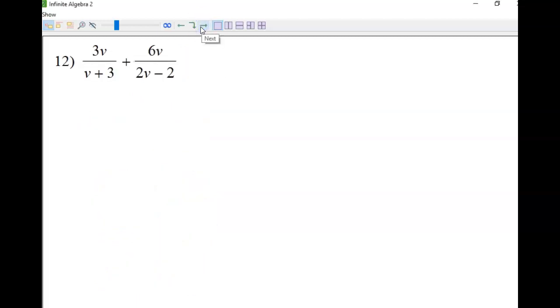There's another addition one, but this one I will do for you guys. It's because this one has unlike denominators. Well, I'll do this one because 12 is just another unlike denominator problem, so I'll do 13. All right, so when they don't have the same denominator, if you can, factor the denominators first.